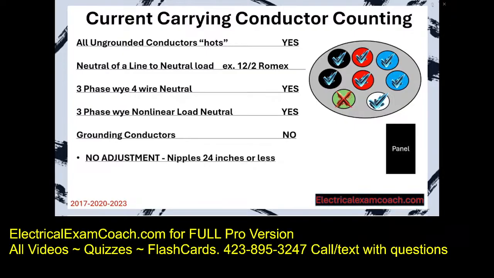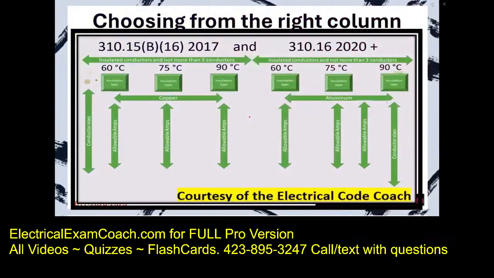No adjustment will be made if we have nipples that are 24 inches or less. Let's imagine we have a panel over here on the right-hand side, and we put a panel on the left side. We want to run a short nipple that's 24 inches or less. This does not count in our bundling adjustment. Now let's talk about choosing from the right column. And this is the last step before we're actually able to start doing questions.